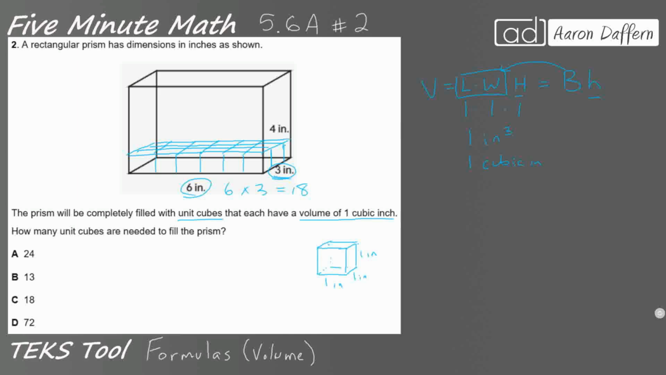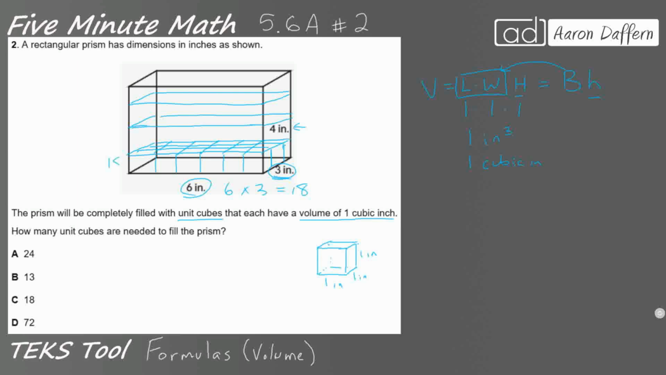So I've got a layer of 18 little cubes. How many layers do I have? Well, there's 4. So if I were to draw a line here, right, and kind of try to make it go like this, and then draw another line here. Let's see if we can get this to work. All right, I'm not going to necessarily draw all the lines, but now I'm going to have 4 layers.